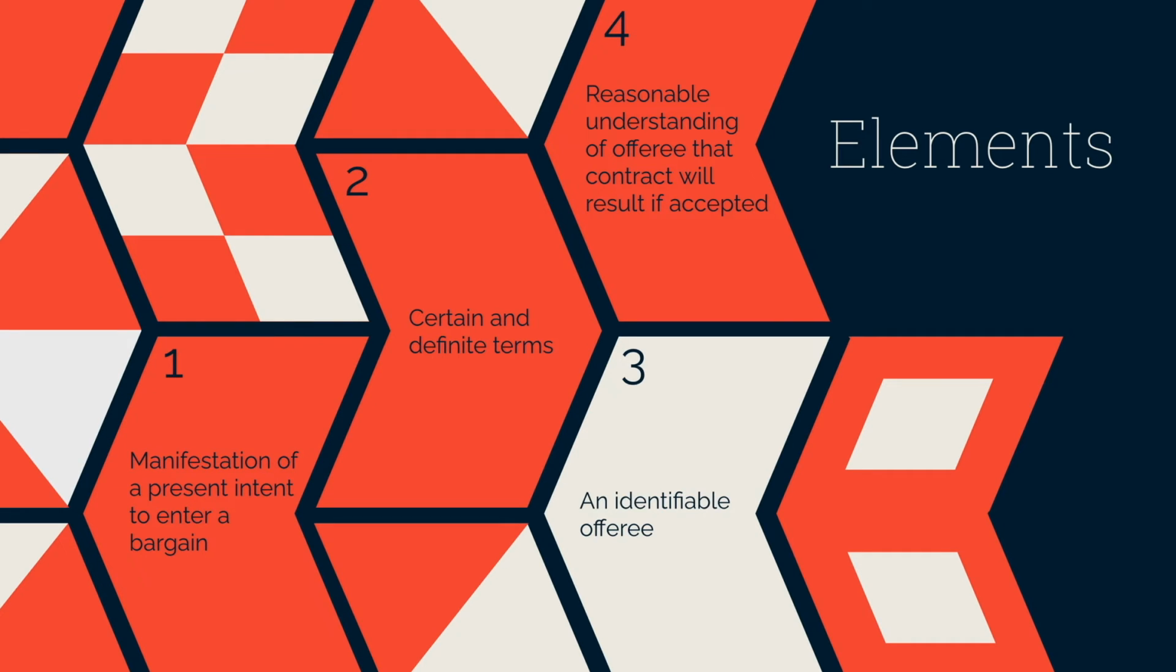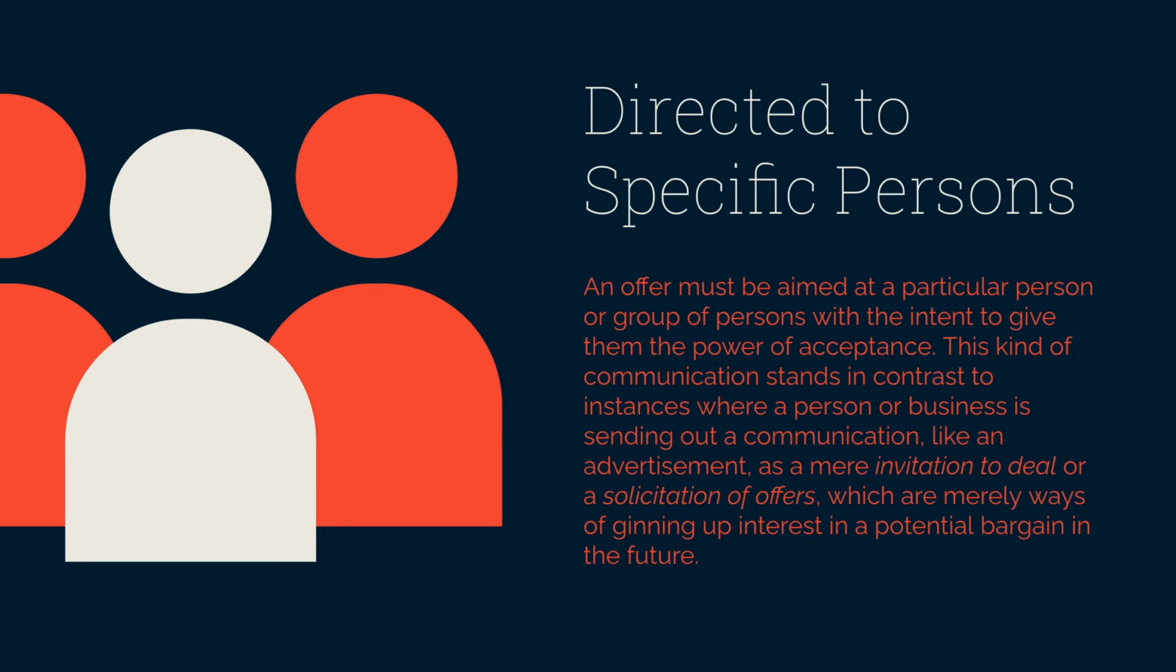Now, what about this element of an identifiable offeree? I mentioned in passing that this manifestation of a present intent to enter into a bargain that has reasonably certain terms or certain indefinite terms must be directed to a person or group of persons. And if it's not, then it's typically what we call an invitation to deal or a solicitation of offers.